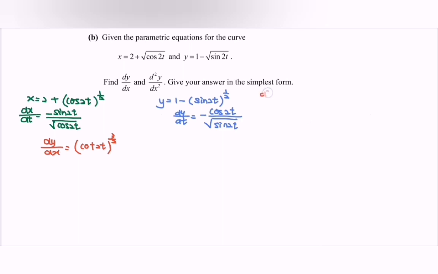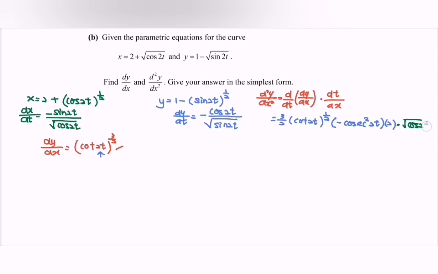Next, for the second derivative, we have the formula: differentiate dy/dx with respect to t, multiplied by dt/dx. Kindly focus on this part. If we differentiate, we have 3 over 2 (cotangent 2t) to the power of 3 over 2 minus 1, which is 1 over 2. Differentiate the internal function: differentiate the cotangent and we will have negative cosecant squared 2t. Continue: differentiate the internal function 2t and we will have 2. And then multiply by dt/dx.